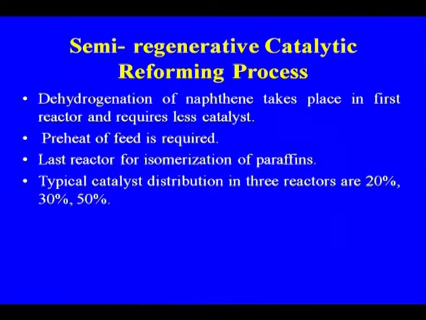Dehydrogenation of the naphthenes takes place in the first reactor. That is how, because some reaction is taking place in the first reactor, second reactor and third, like that. So, dehydrogenation of the naphthenes takes place in the first reactor and requires less catalyst. Preheat of the feed is required. The last reactor is for isomerization of the paraffins. The typical catalyst distribution in the 3 reactors is 20, 30 and 50.